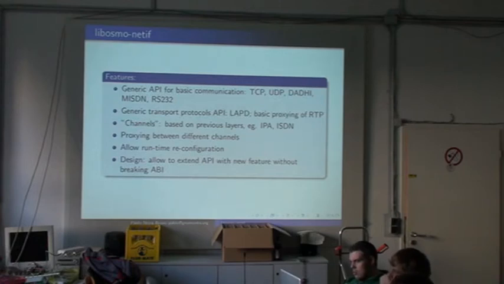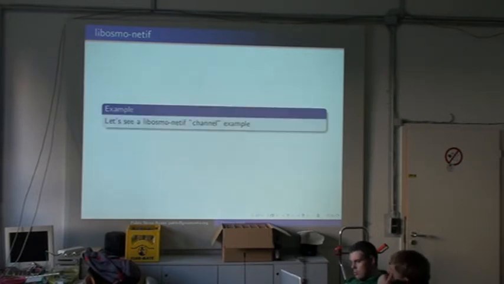The idea is to allow proxying between different channels, so you can proxy traffic coming from, as Harald said, one E1 line and going to one Ethernet line, making it transparent. So OpenBSC will not care if it's going through one E1 line or one Ethernet line. It allows reconfiguring the channels at runtime, and also the API is designed in a way that it allows adding new features without breaking the ABI. And I'll show you an example.